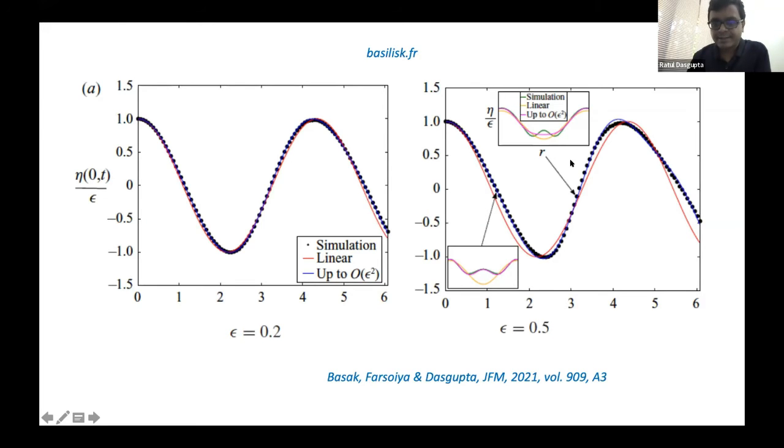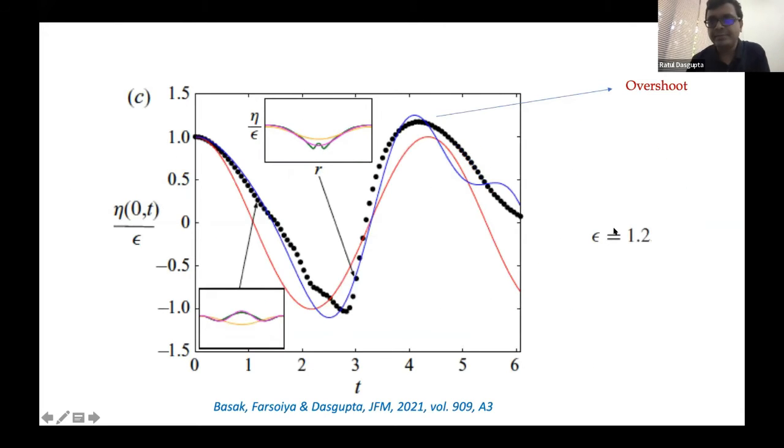Now let's look at slightly bigger values of epsilon. So the same qualitative trend persists. As we push epsilon to 1.2, strictly speaking, perturbative calculations cannot be done beyond epsilon greater than 1. But here, our expressions don't diverge. So we have stretched these expressions beyond their range of validity just to check how far we can go. And although qualitatively they do manage to reproduce the time signal, quantitatively the accuracy is not great.